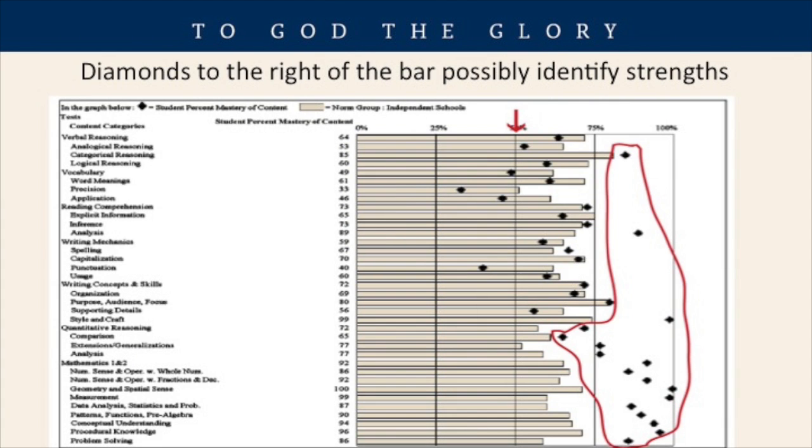So staying on this report for a minute, as you can tell, diamonds to the right of the bar could identify possible strengths. They're outscoring the average independent school student. Again, it's a very high bar for the types of schools that are taking this test. So that's very impressive if you have diamonds to the right of the bars, particularly if they're consistently staying there over 2 or 3 years of testing.